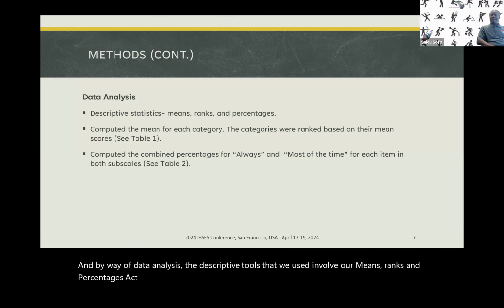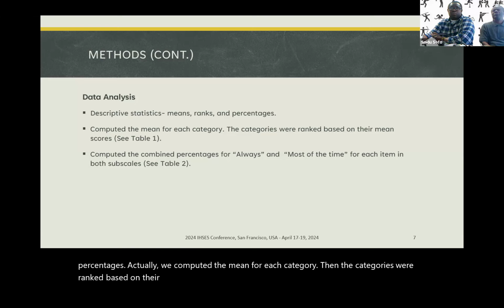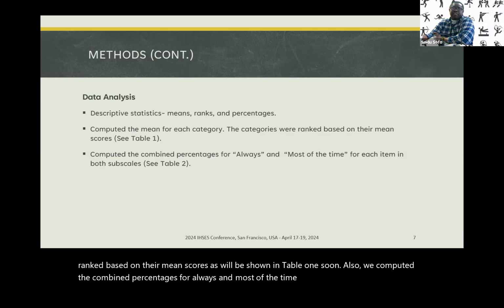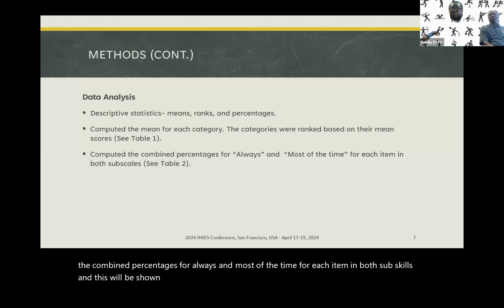Actually, we computed the mean for each category. Then the categories were ranked based on their mean scores, as will be shown in table 1 soon. Also, we computed the combined percentages for always and most of the time for each item in both subscales, and this will be shown in our table 2.